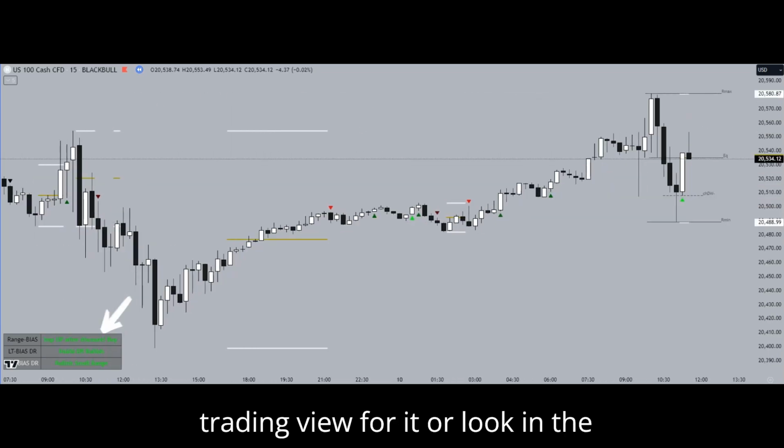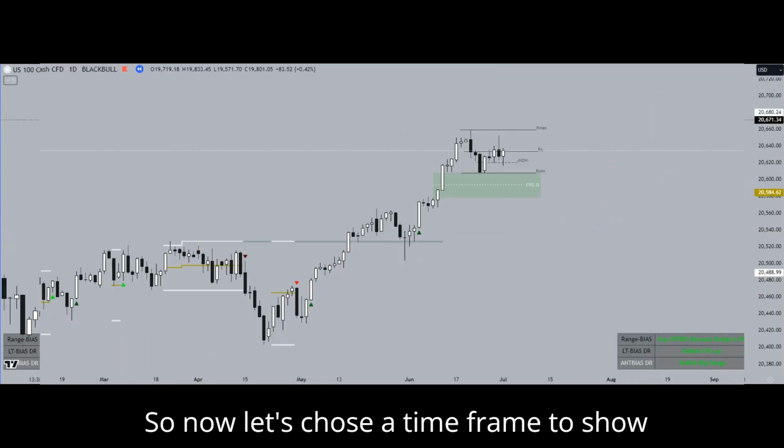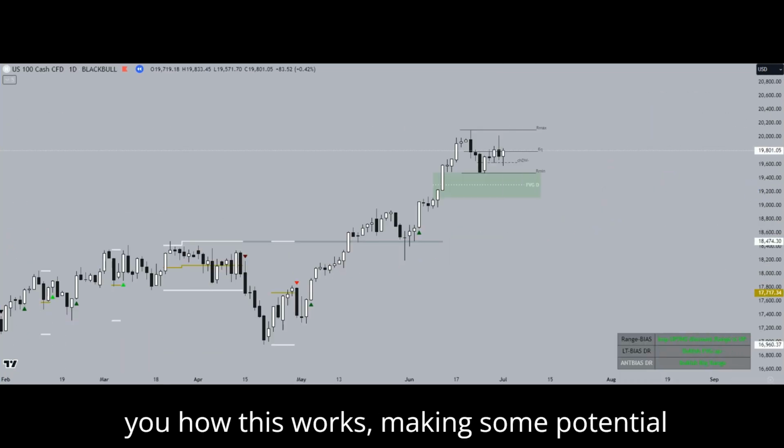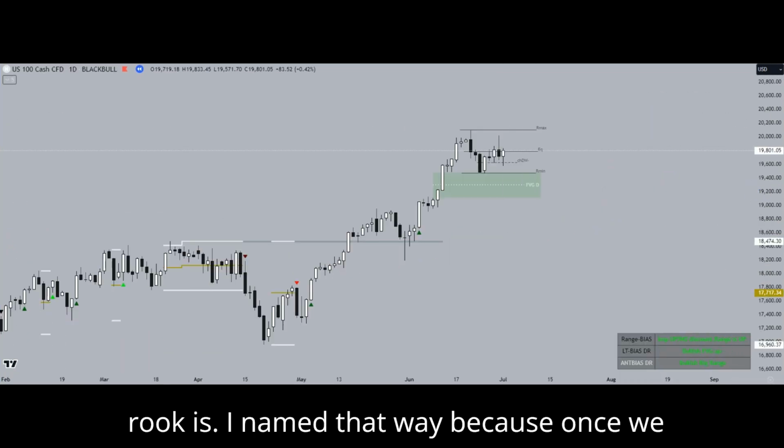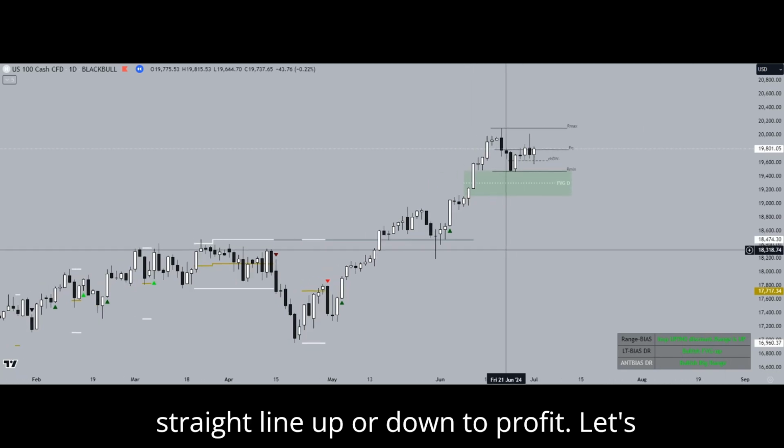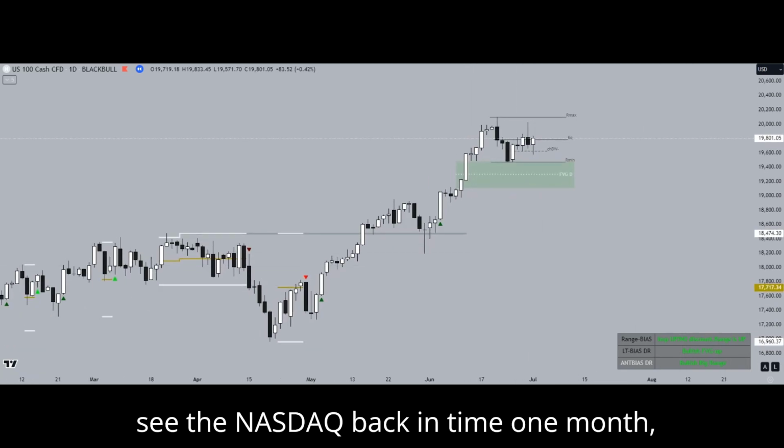Just search in TradingView for it or look in the description of this video. So now let's choose a time frame to show you how this works, making some potential trades, so you can see how powerful this Rook is. I named it that way because once we have entered in the right spot, it moves in a straight line up or down to profit. Let's see the Nasdaq back in time one month, July 1st.